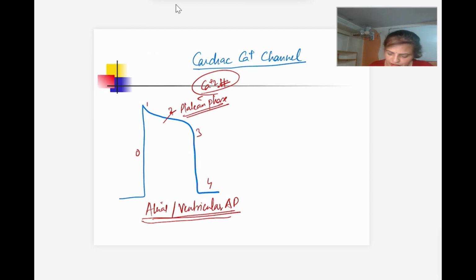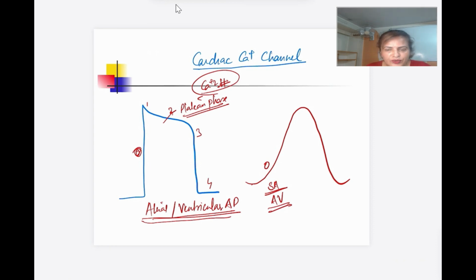Whereas in the nodal action potential, this AV or SA node, this phase 0 is dependent on the calcium channel. So calcium channel blockers are going to block this phase in the SA node and AV node. So they are going to decrease the pacemaker activity and conduction. So they are going to decrease heart rate, conduction, and contraction. So all three will be affected.